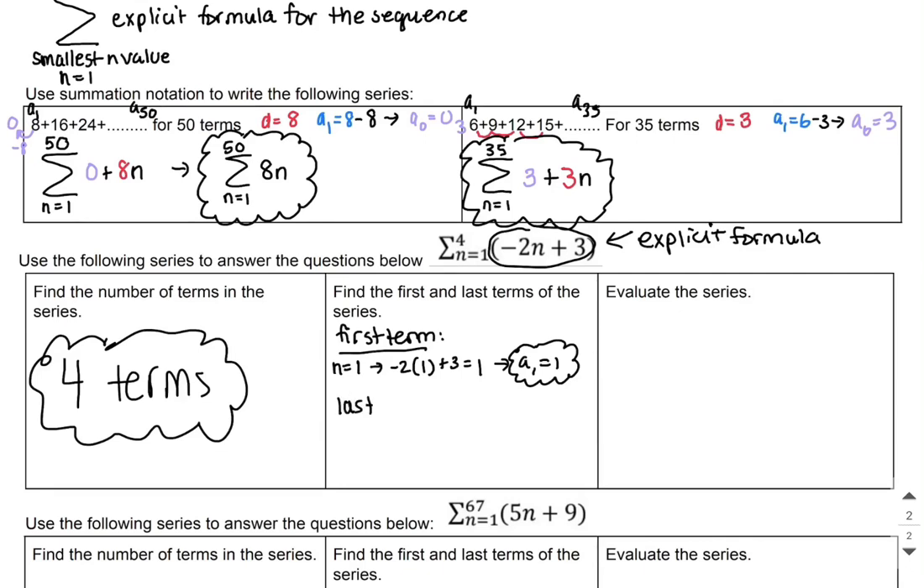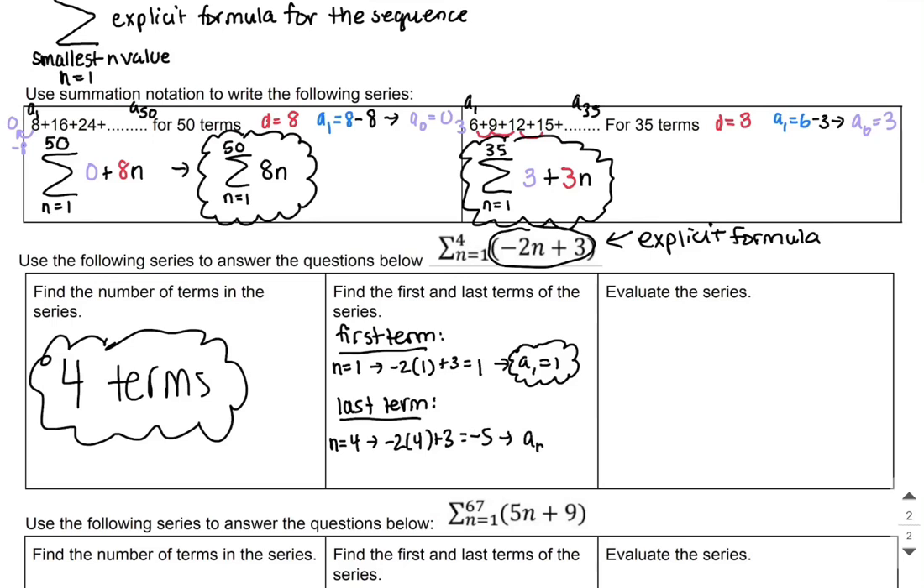Then I want to find my last term. My last term in this case is the fourth term. So the position is 4, n is equal to 4. I'm plugging that in. I have negative 2 times 4 plus 3, which gives me negative 8 plus 3, which is negative 5.